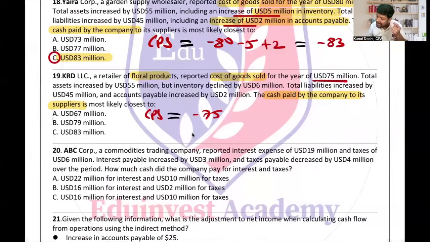But inventory declined by 6 million. So guys, a decrease in current asset is an inflow because you sold, right? Total liabilities increased by 45. Accounts payable increased by 2 million. Increase in current liability is also an inflow. Understood? So 75 negative plus 8, you will get minus 67. That means cash paid to supplier is 67 outflow.